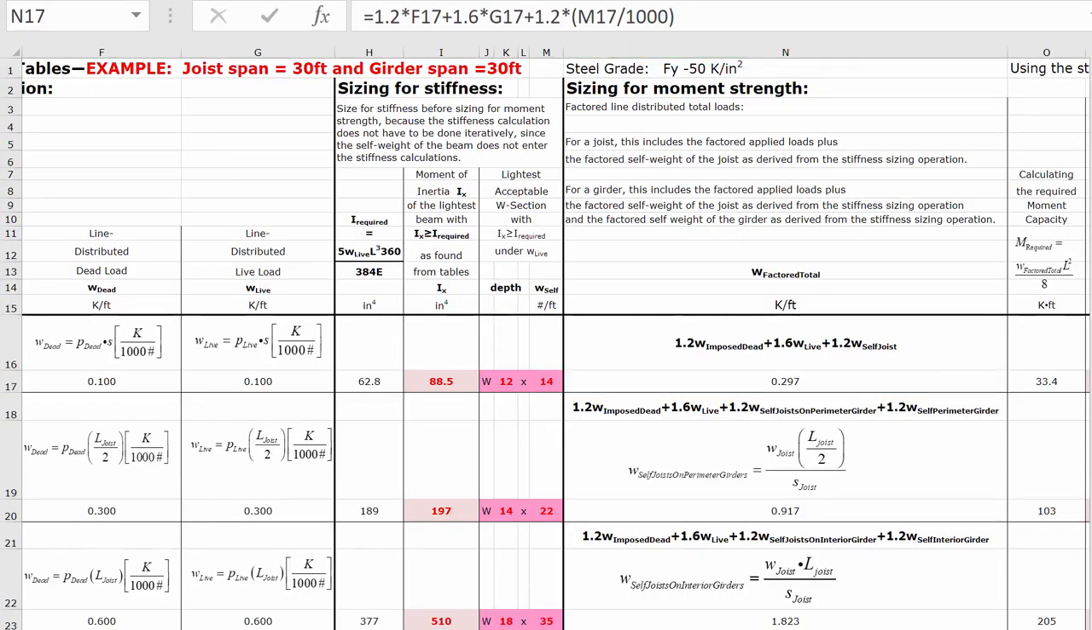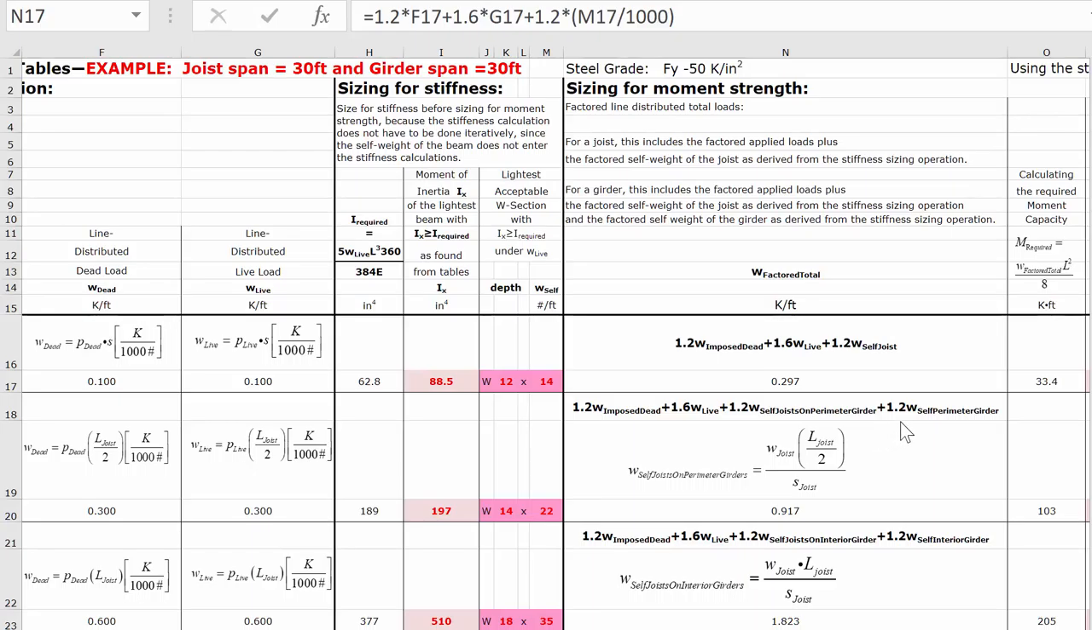Things get more complicated when we try to determine the factored total load on an interior girder, which is represented by this formula, which is 1.2 times the W imposed dead, which, by the way, is this number right here. Because we have a wider swath of roof. It's 15 feet wide that's being supported by the perimeter girder. So we're going to take that times 1.2, which is our load factor, plus 1.6 times this value, which is the line distributed live load.